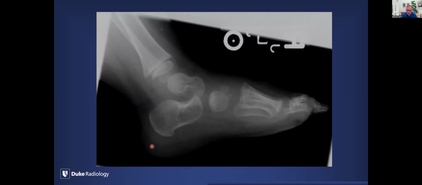Okay, so this is another subtle one. So we have to know where to look. We look in the posterior aspect of the cuboid ossification center, and there's a little bit of sclerosis there. That's resulting from kind of a nutcracker effect of toe walking. So you get this impingement between the calcaneus and the fifth and fourth metatarsals and the cuboid.